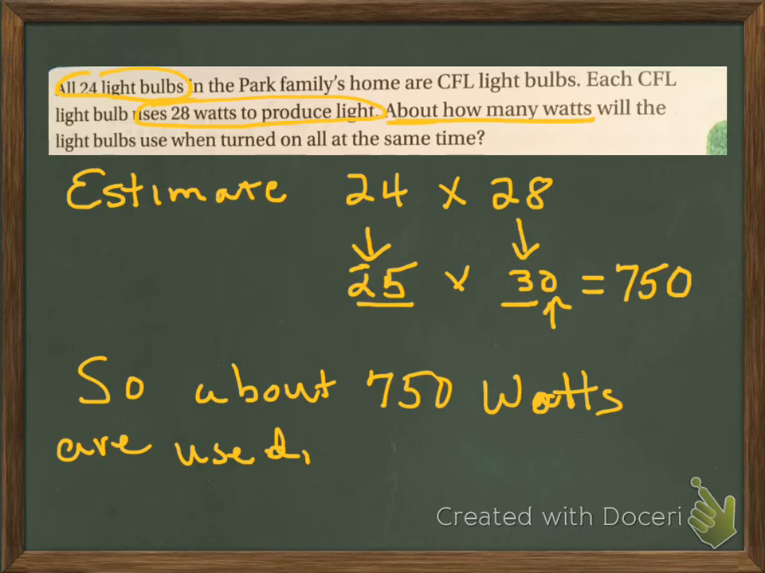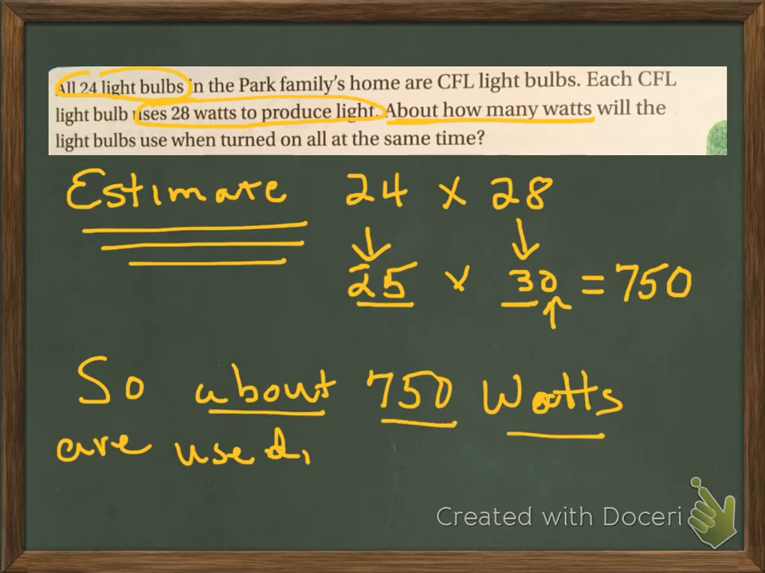Once again, let me go back. For me to multiply 25 instead of 24 and 30 instead of 28, remember, this is an estimate. My number has to be about. So it would be about 750 watts. I'm going to ask you to try that again. So let me give you a problem.